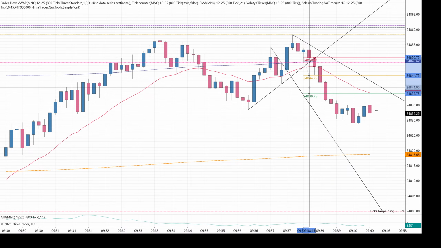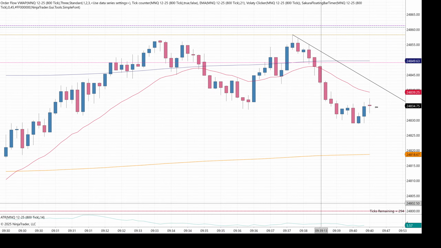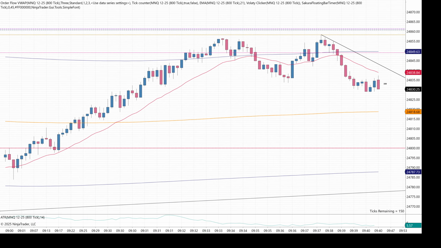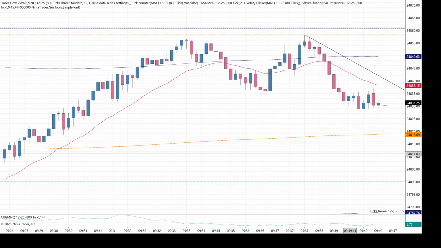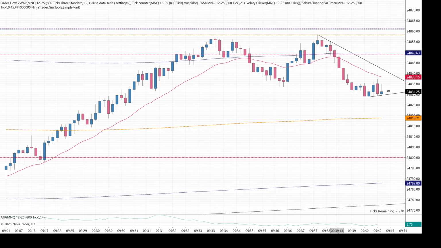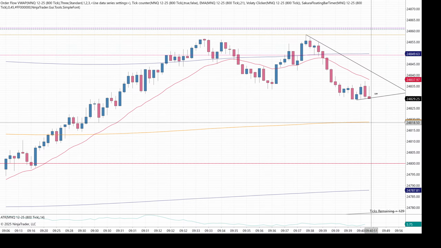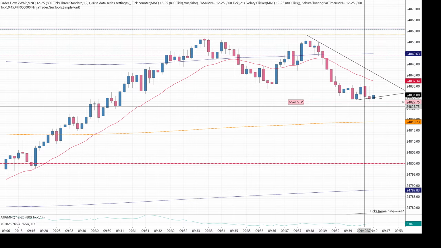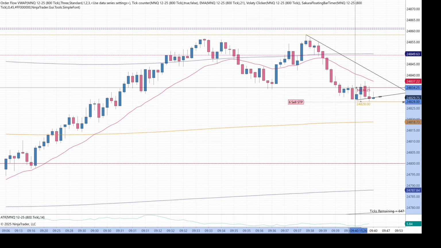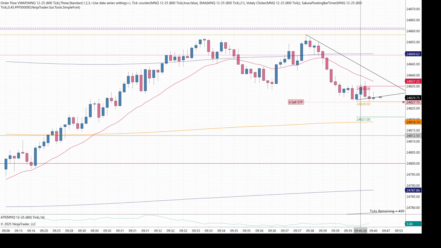Okay, our runner was taken out. Now we look for the new setup. This will be a trigger going bearish if we get it. Retest VWAP down there.